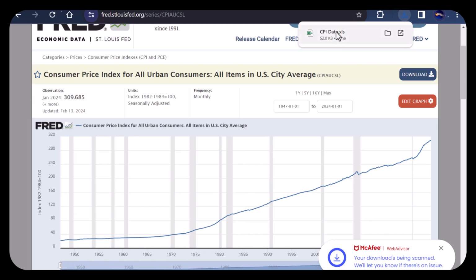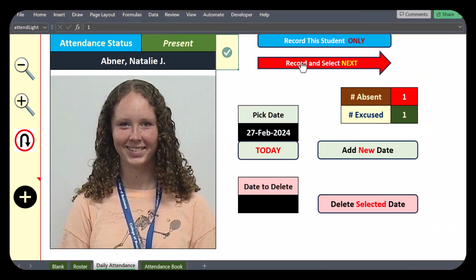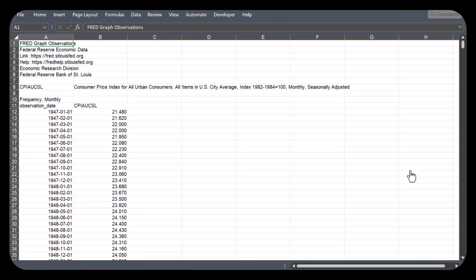And let's open it. All right. What was 30 years ago? 1994. So I'm going to find, let's do this, 1994, 0201, 2024, 0201.